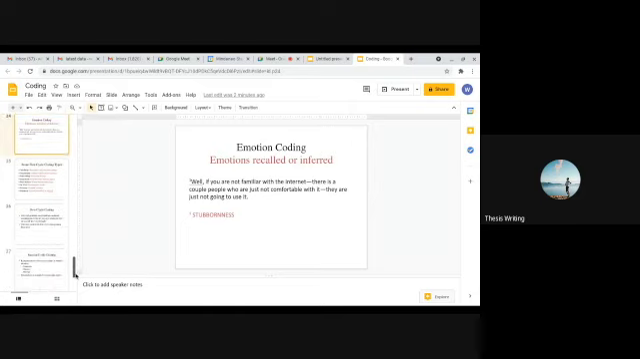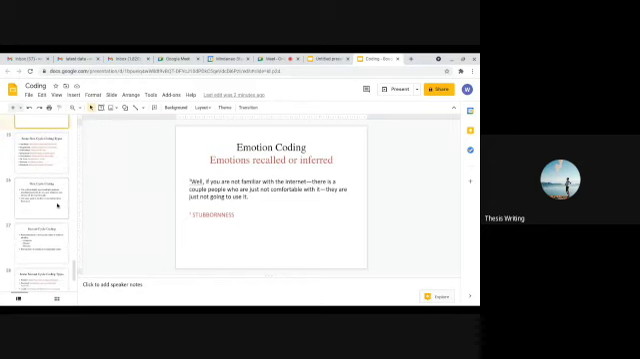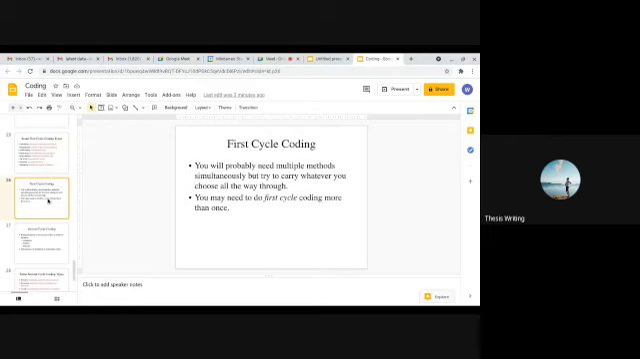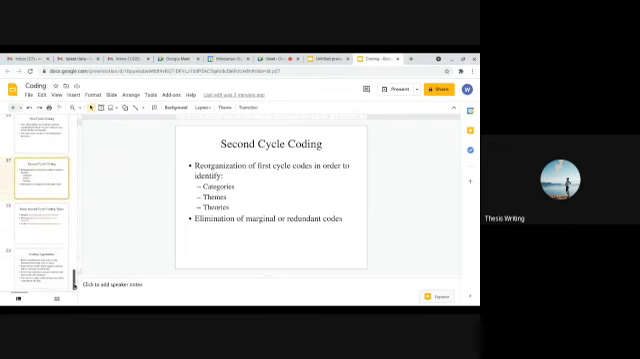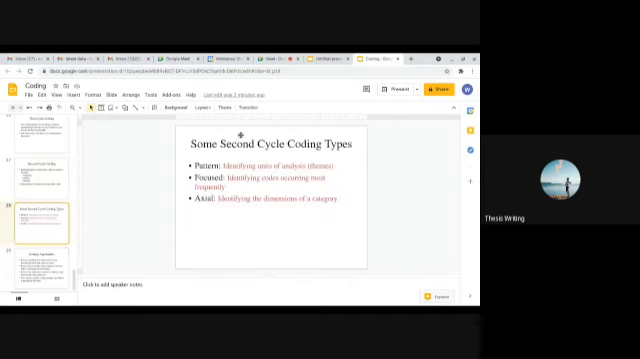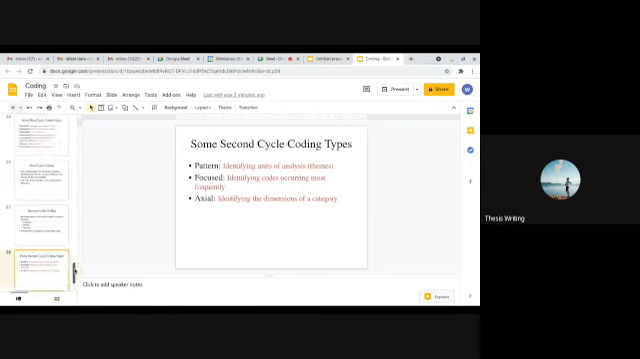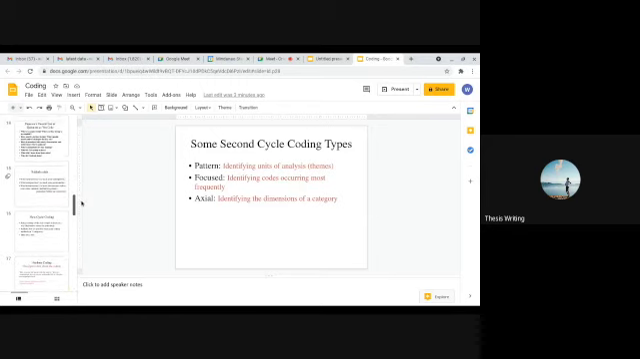And then the different cycles of coding, like the first cycle. After the first cycle, you go to the second cycle. And then you go to the last cycle. Ito na, the last cycle would be pattern identification. Focus, identifying codes occurring most of the time, and axial, identifying the dimensions of a category. I will be sharing this file to you, no? After my lecture.